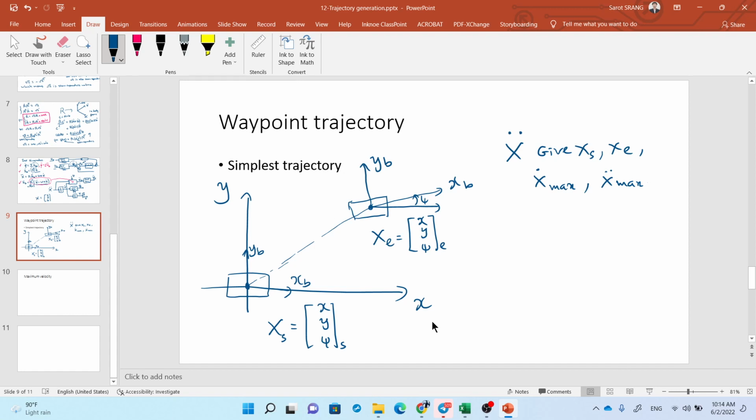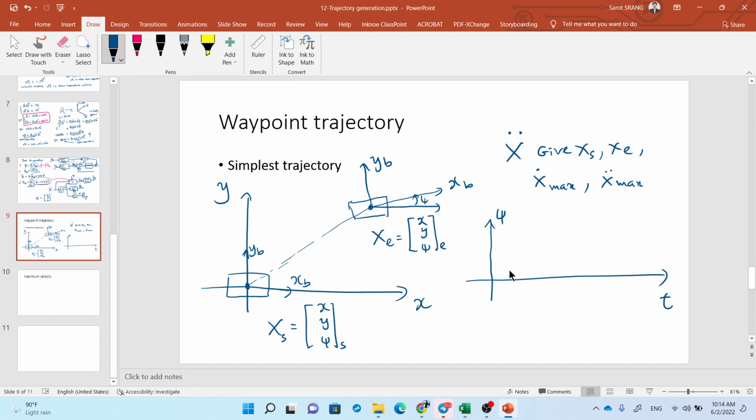Okay, and I'll give you the idea like this. I separate between x, y and psi. Let's see psi first, because for this robot, with mecanum wheels and omni wheels, we can separately generate trajectory for psi and position x, y. We can do it separately.